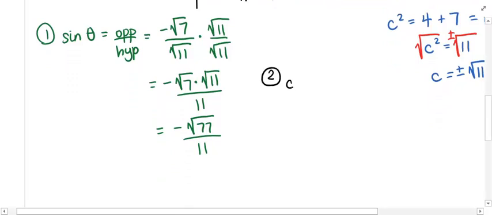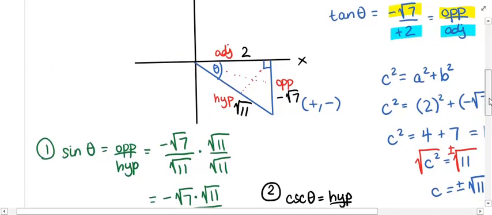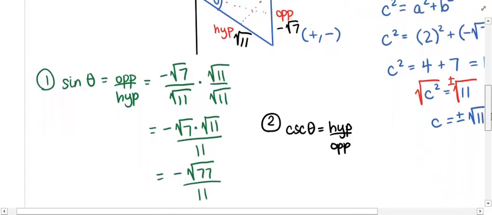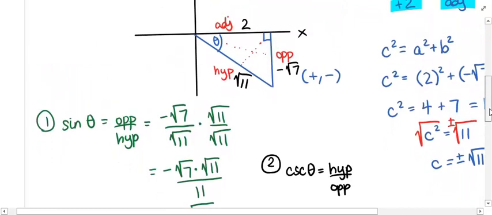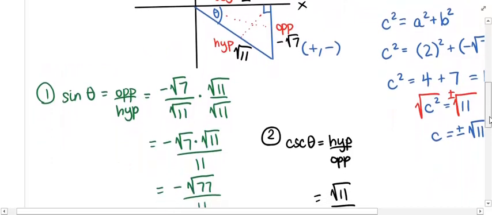To form the cosecant of theta, that is basically the flip of the sine, so it's going to be the hypotenuse over the opposite side. Read it off your triangle. The hypotenuse is the square root of 11. The opposite side is the negative square root of 7.